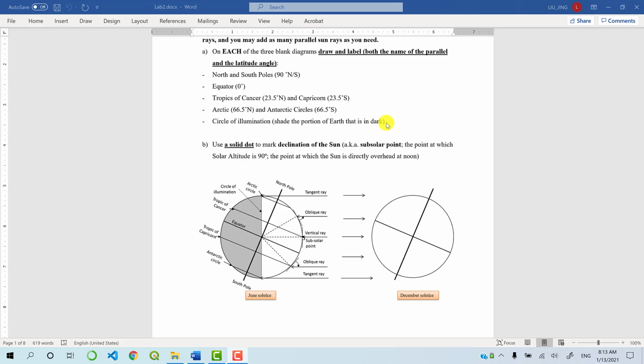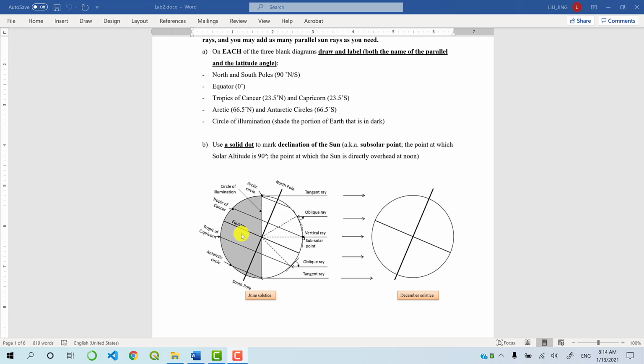Well, basically you ignore everything. You just treat the Earth like a ball, with the sun coming from one side, because our Earth is round. Those parallel sun rays can only illuminate half of this ball. The other side will be in the dark. So the line that separates the bright and the dark is the circle of illumination.